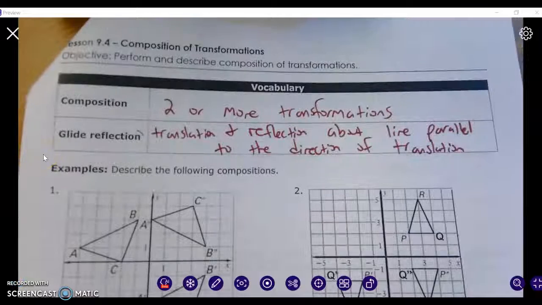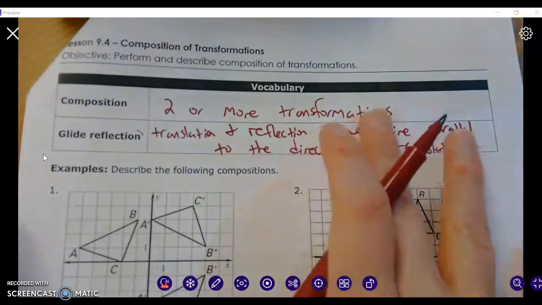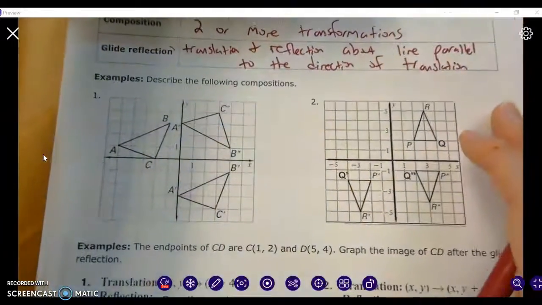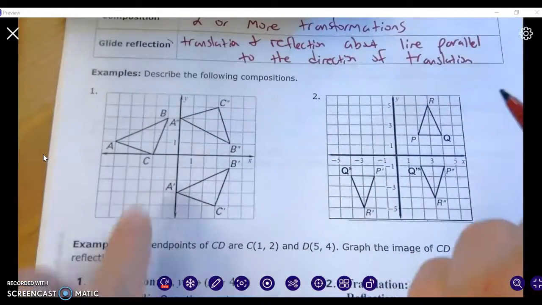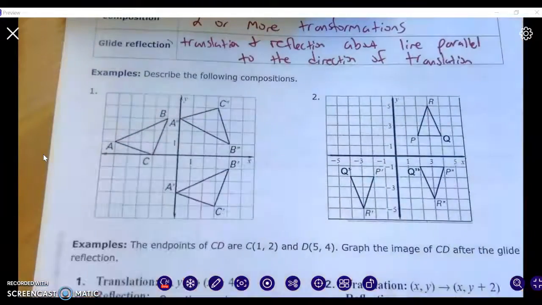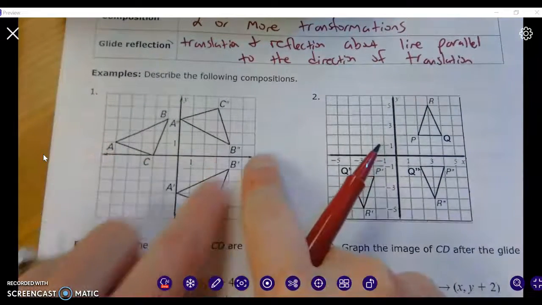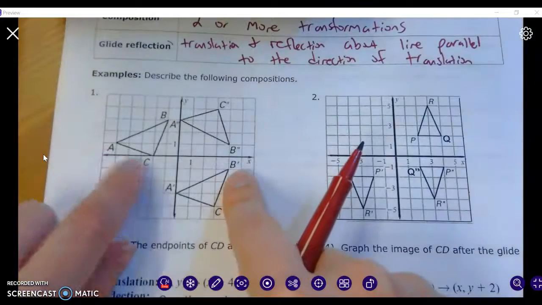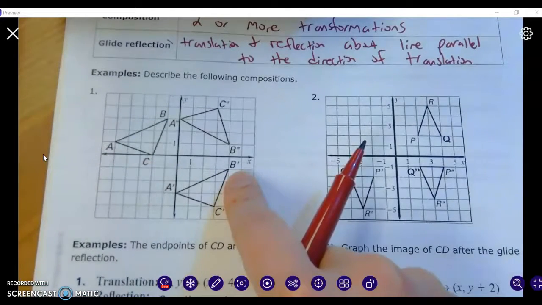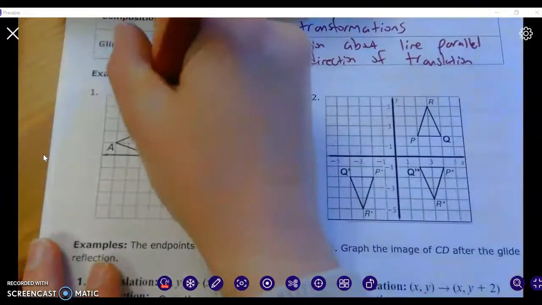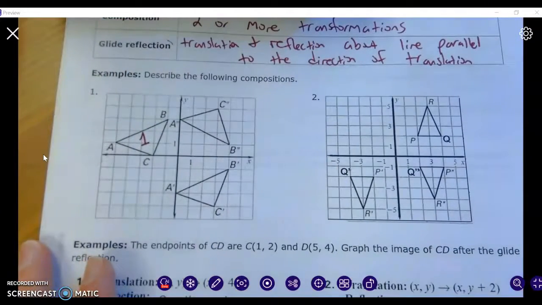Okay, so for 9.4, like I was saying, you have 2 or more steps on your transformations. So first, we want to identify which shape was our original. So how do I figure that out? I want to go look at the letters and find the set that has no tick marks, like the primes. So which one does not have primes on the letters? Right, so that's going to be my first shape. That's my original.